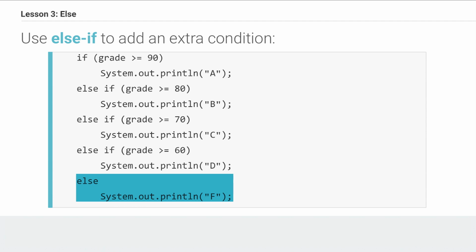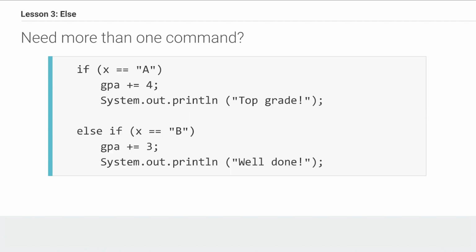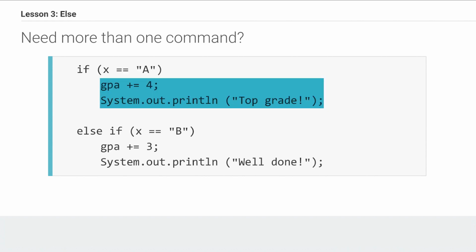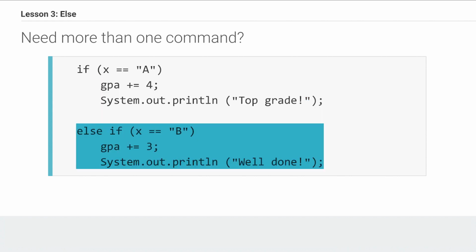Now, like we saw with our other if statements, sometimes we want to do more than one thing at a time. So in this situation, we're testing if x equals the letter A. And notice here we've got single quotes instead of double quotes. So if x equals A, I want to add 4 to their GPA and print out a message that they have the top grade. Else if x is a B, I want to add 3 to their GPA calculation and print out a message that says well done.